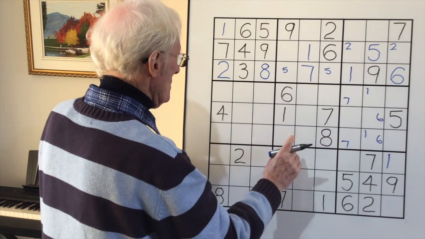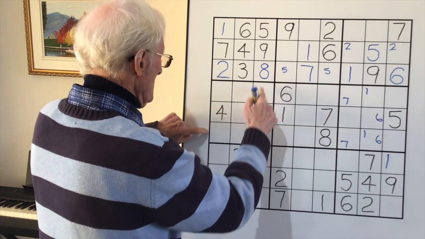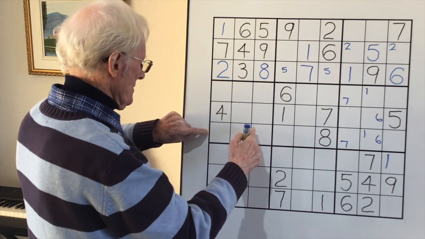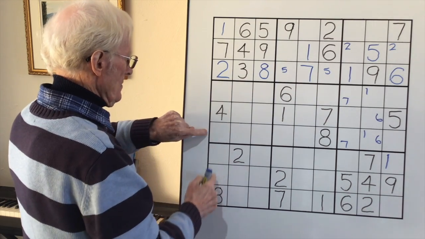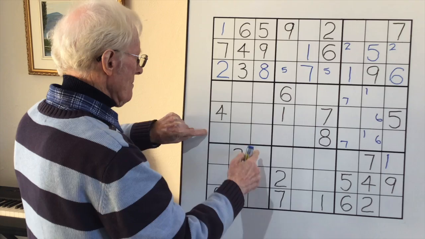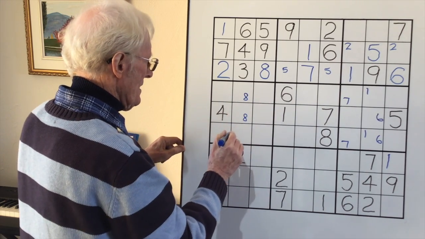Now here we go. We go across here, down here. This is this block, and take this 8 and come up here. There, there, and there means we can have a little 8 there and a little 8 there.